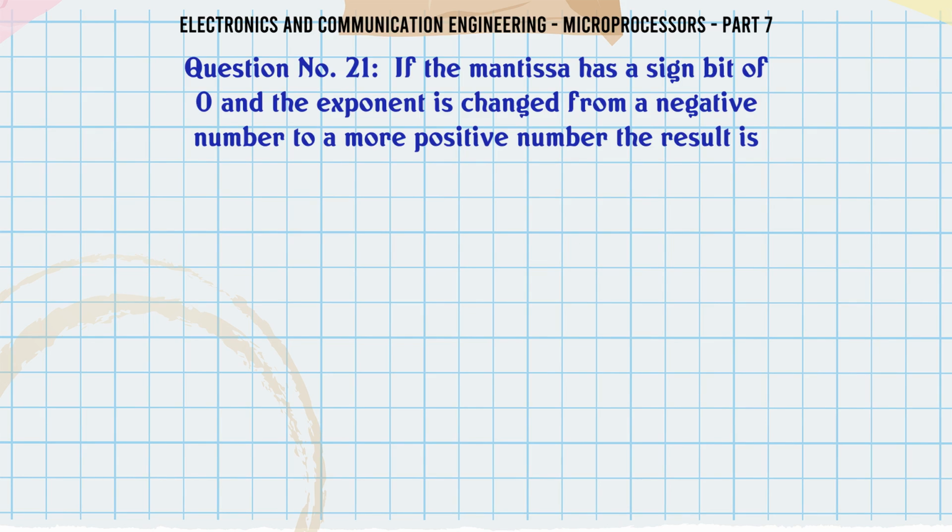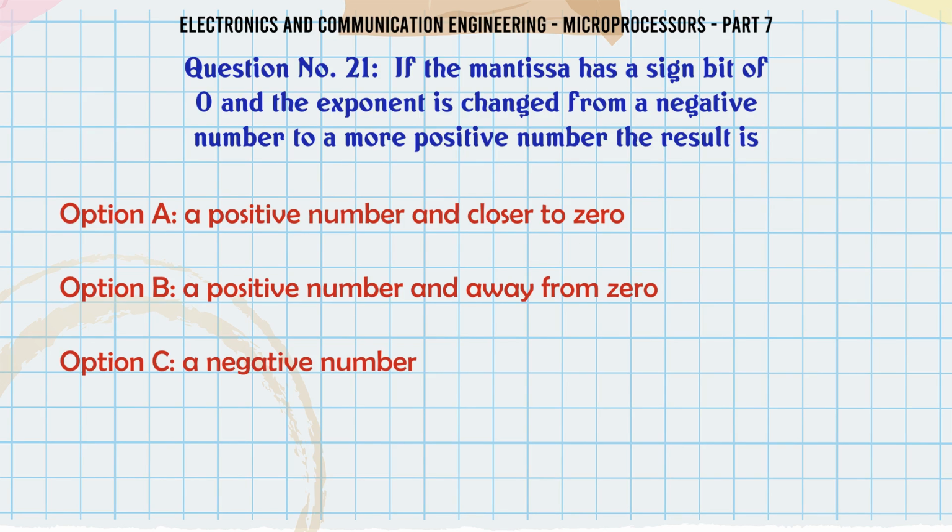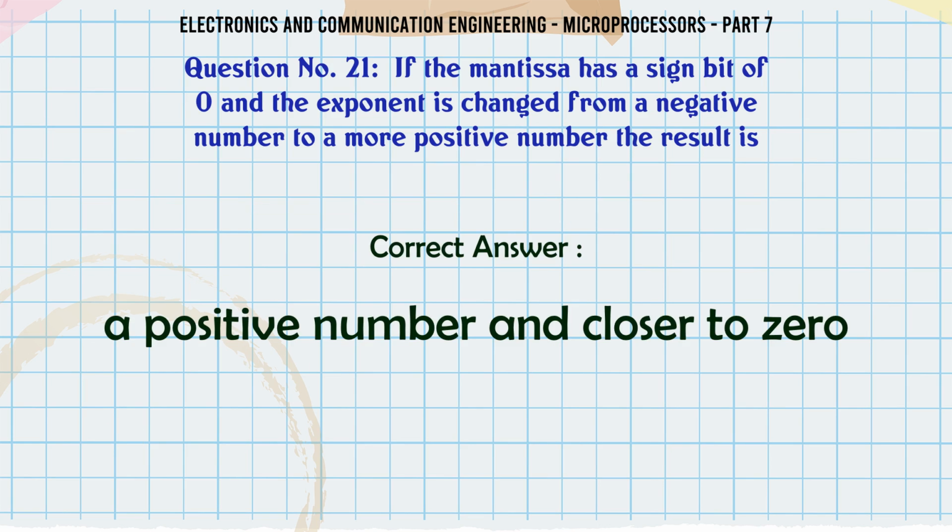If the mantissa has a sign bit of 0 and the exponent is changed from a negative number to a more positive number, the result is: A, a positive number and closer to 0. B, a positive number and away from 0. C, a negative number. D, a negative number and closer to 0. The correct answer is a positive number and closer to 0.